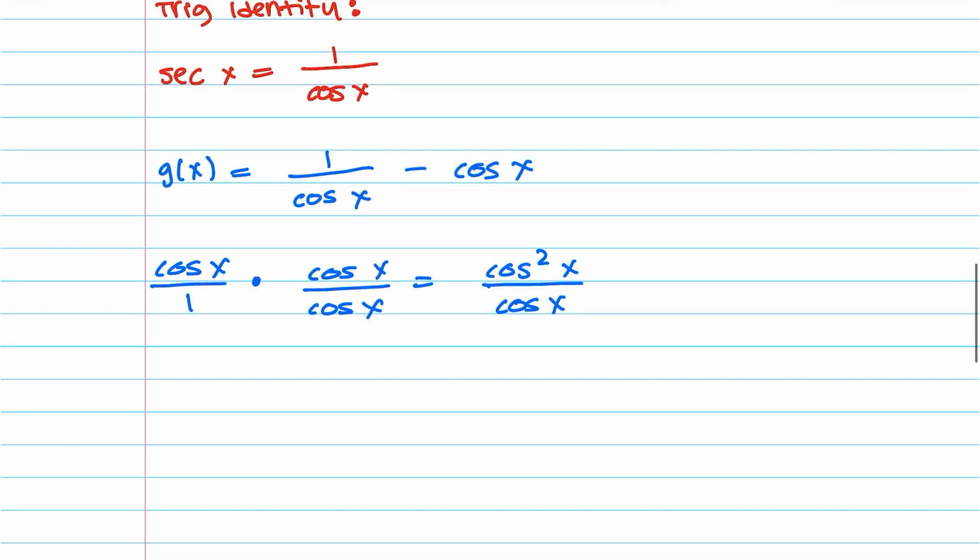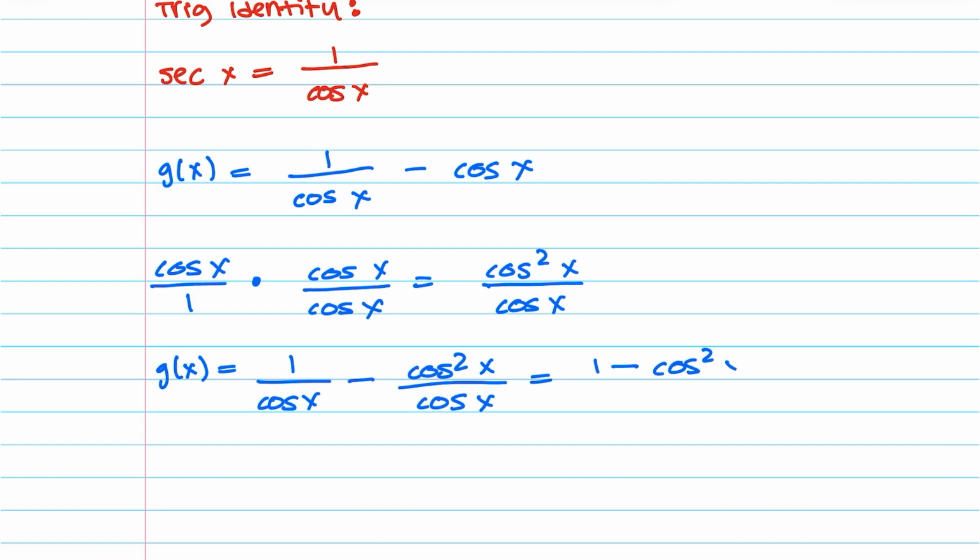And so we can go ahead and write g of x is equal to 1 minus cosine of x, which was the first term, minus cosine squared of x over cosine of x. And by combining this fraction, we'll go ahead and keep the same base, which is cosine of x. And we'll just go ahead and combine the numerator, which is 1 minus cosine squared x.